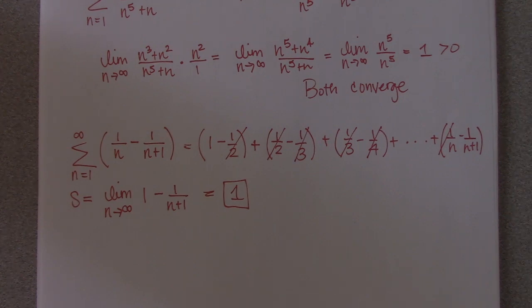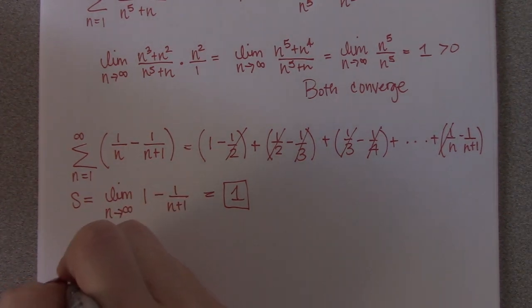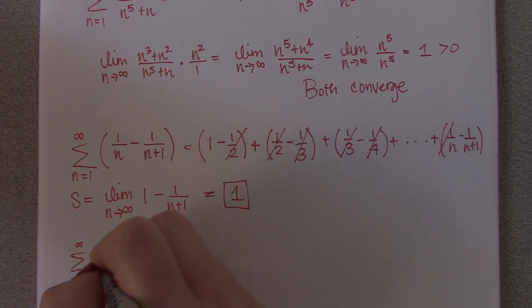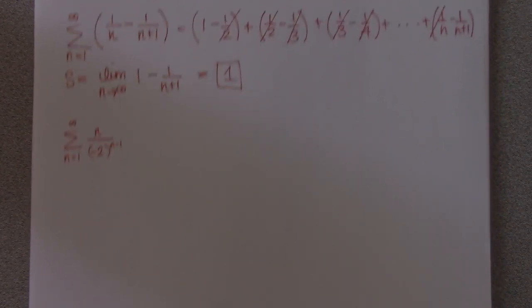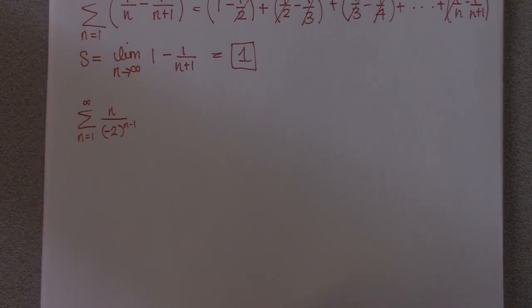Sum from 1 to infinity of n over negative 2 to the n minus 1. Did I write it right? Yeah. Okay. All right. Wow, it's hard to read these out loud.